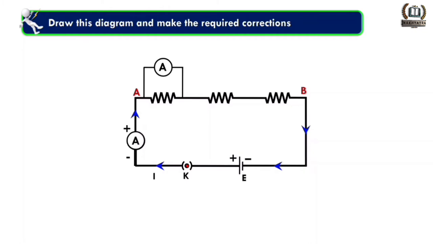We have to put the ammeter here. Then see the terminals. Current is shown flowing from negative to positive, but it is not like that. Current flows from positive to negative. Then mark the voltmeter here with the positive and negative terminals. Yes, it is done now.